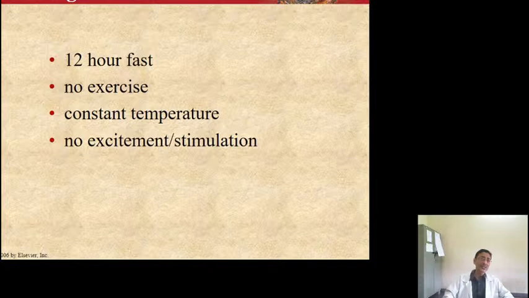So what are the conditions for measuring the basal metabolic rate? A person has to have a 12 hours fasting. He or she should not have done exercise. There should be a constant temperature, no fever. There should be no mental excitement or any other stimulation, either in the form of caffeine or any other medication taken. And one more thing is that there should be a good amount of sleep taken for the previous 8 hours to measure the basal metabolic rate.